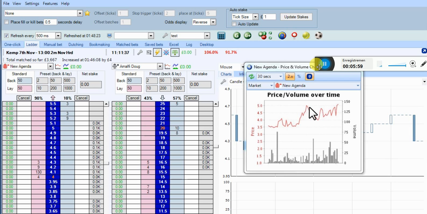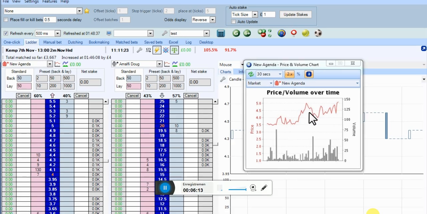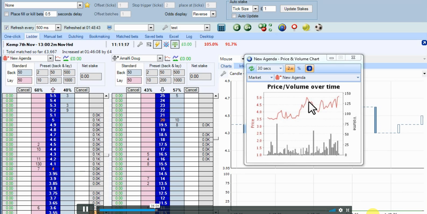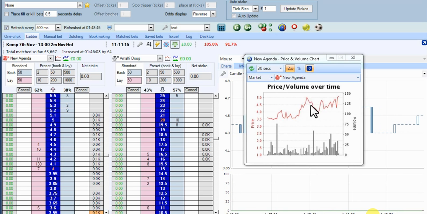If you look at this chart, it's at a high point of 5 and then it's steamed down to 4. You can see that, that's one price point. So what I would have done is take advantage at this point and wait for the price to drop. As soon as the price started to drop, I would have jumped in with the back bet, and then I would have made the profit on the lay side once the price continued to drop.